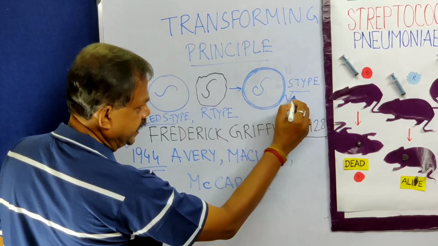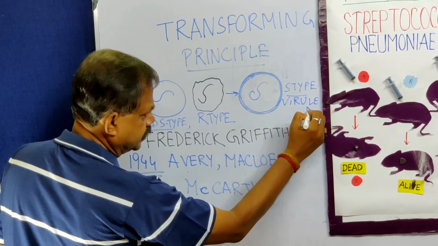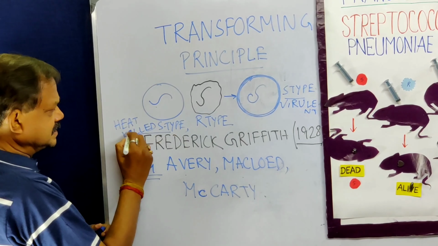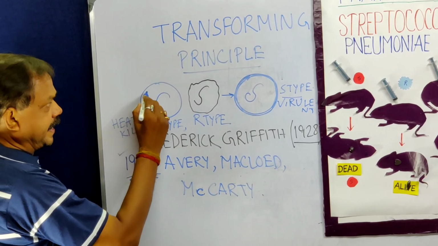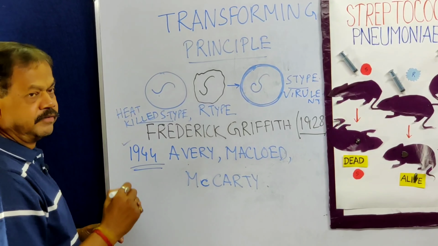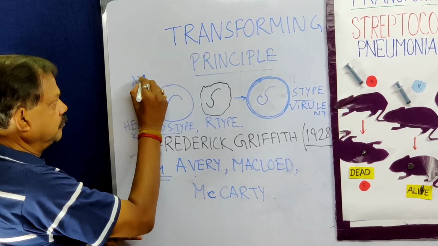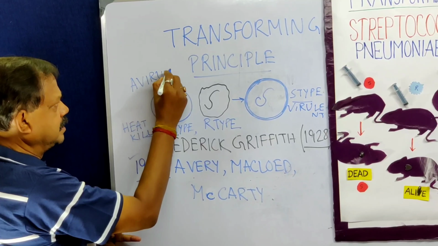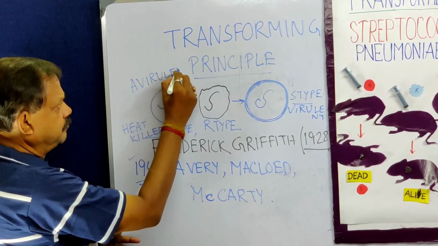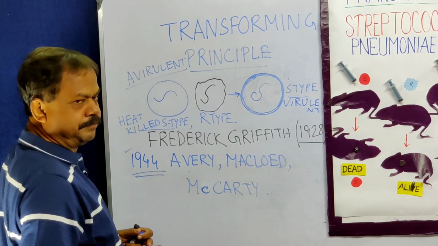This is virulent. Now I am telling you what that is. This is heat killed S-type. The covering is not there properly. This polysaccharide covering is lost. That's why it becomes avirulent. Understood? And this is R-type.